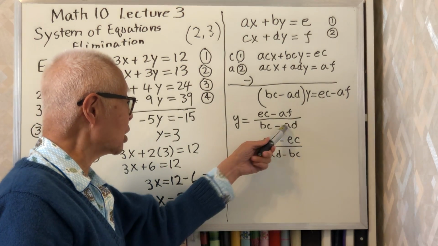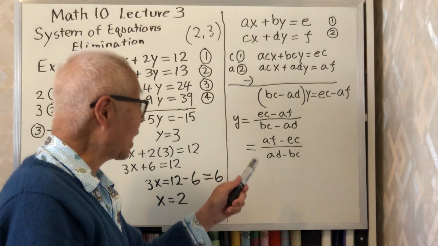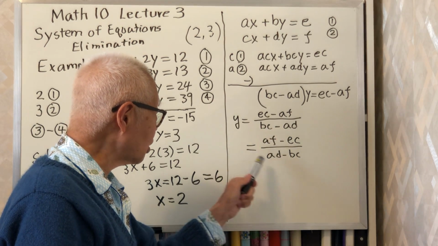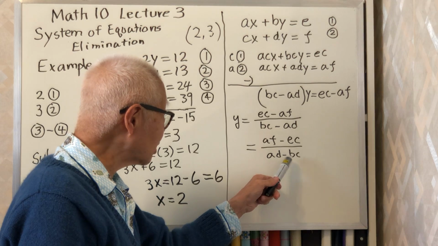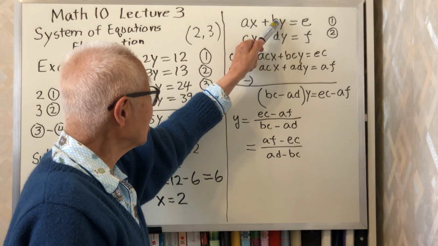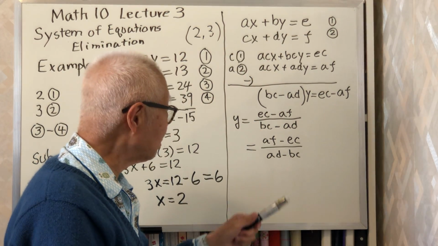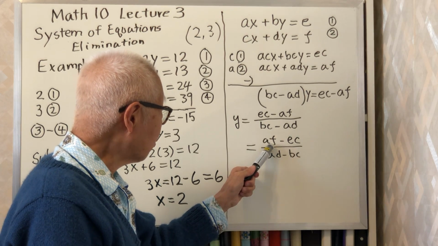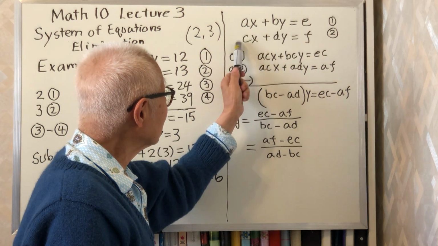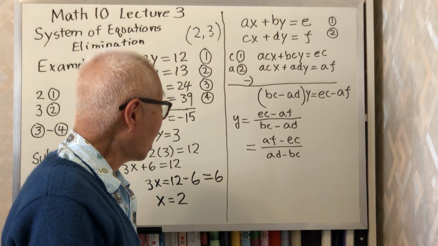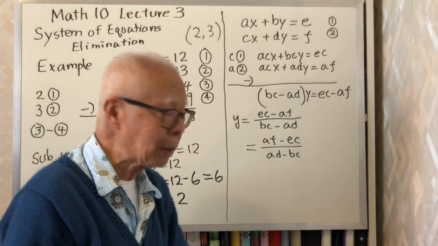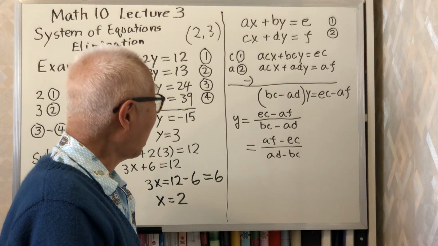So why do I turn this around? Because then I can remember this easier instead of this. Why is this easier to remember? Look, AD minus BC. A times D minus B times C. That's easy to remember. Then the top, AF minus CE. AF minus CE, minus EC, that's the same thing. AF minus EC. That's easier to remember. That's why.